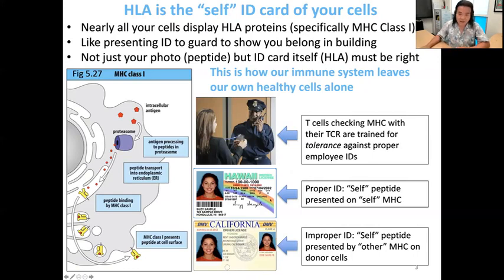So if your body is used to or expecting to deal with the Hawaii driver's license being the thing that's presenting an example of a peptide. For example, in both these cases, this is you. Totally normal peptide coming from a totally normal cell. Depending upon the ID type that's used, though, things can get kind of messy.